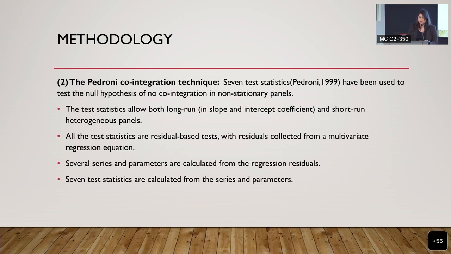So our second methodology is the Pedroni co-integration technique. According to Peter Pedroni, 1999, he estimated 7 test statistics to test the null hypothesis of no co-integration in non-stationary panels. The test statistics allow both long-run and short-run heterogeneous panels. All the test statistics are residual-based tests with residuals collected from a multivariate regression equation. Several series and parameters are calculated from the regression residuals, and 7 test statistics are calculated from the series and parameters.